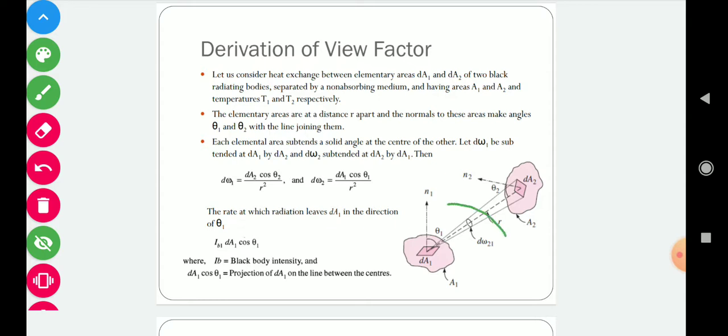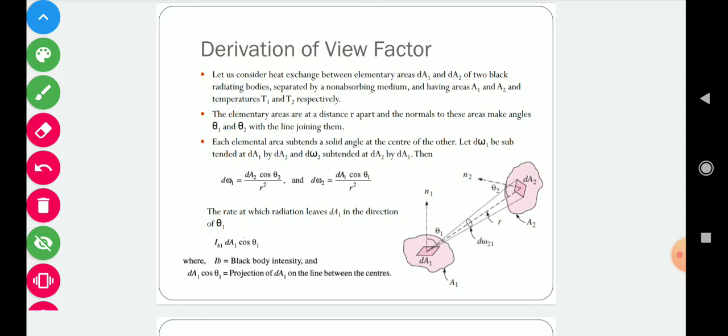This one is the solid angle. So d omega 1 is subtended at dA1 by dA2, and d omega 2 is subtended at dA2 by dA1. So d omega 1 will be this one, and d omega 2 will be this one, that is dA2 cos theta 2 upon r square. Similarly, d omega 2 will be equal to dA1 cos theta 1 upon r square. In this way we can calculate the solid angle.